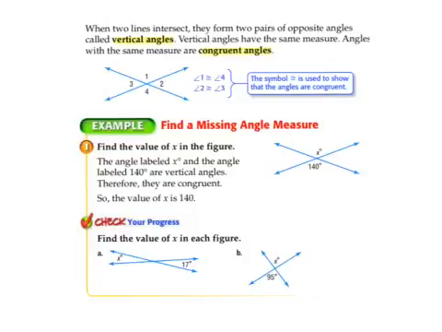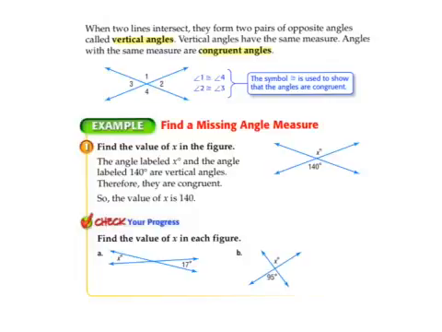Down here we have two lines, and if you see, when they intersect, they form four angles, angle 1, 2, 3, and 4. Angle 1 and angle 4 are considered vertical angles, and angle 2 and angle 3 are considered vertical angles. Now, when they are vertical angles, they have the exact same measure. That means angle 1 and angle 4 are the same, and angle 2 and angle 3 are the same. They are congruent angles.